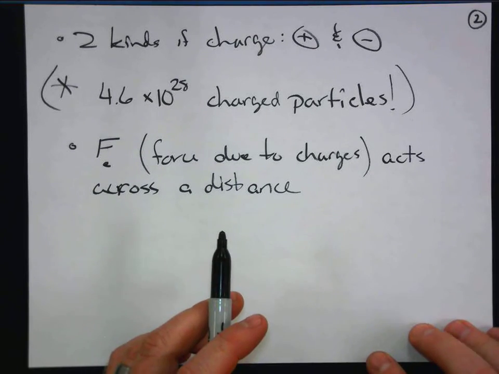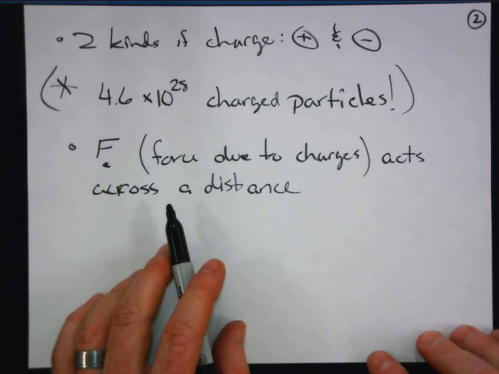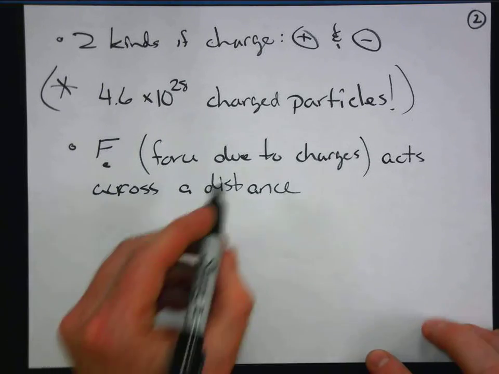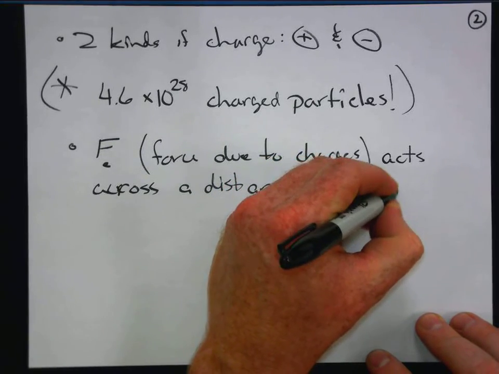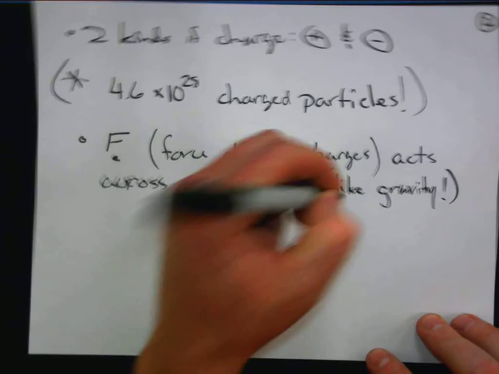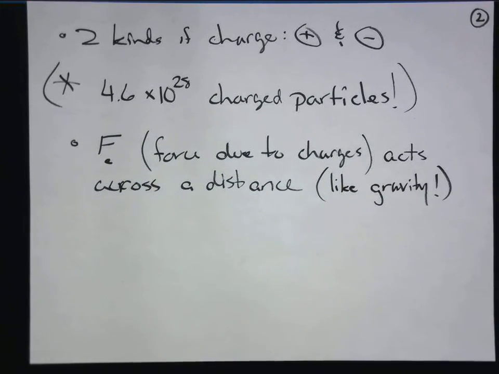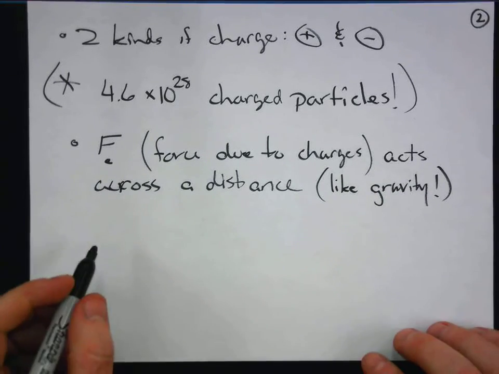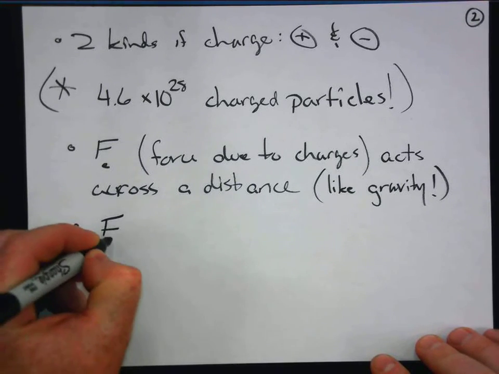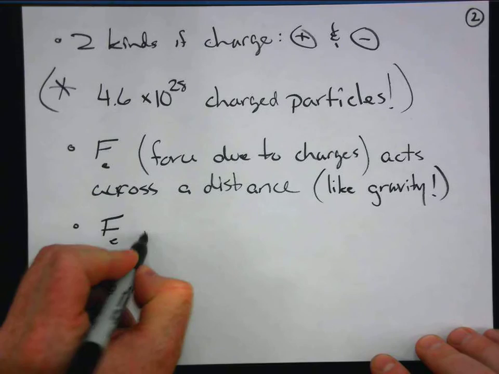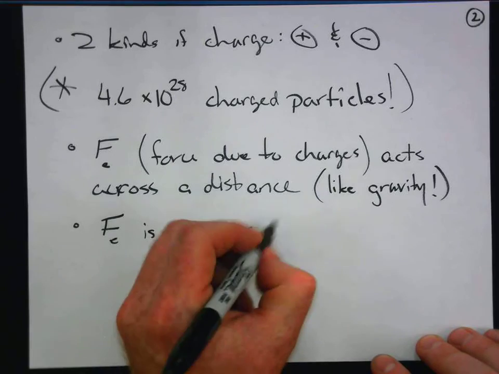Okay. They do exert forces on each other. That's real important to understand. There is this thing called the electric force, and it acts across a distance. You know what else can act across a distance? You were thinking it. Right. This is much like gravity. You don't have to be in contact with the Earth for its gravitational pull to be affecting you. Another important and interesting point here. The force caused by electric charges is stronger when the charges are closer.